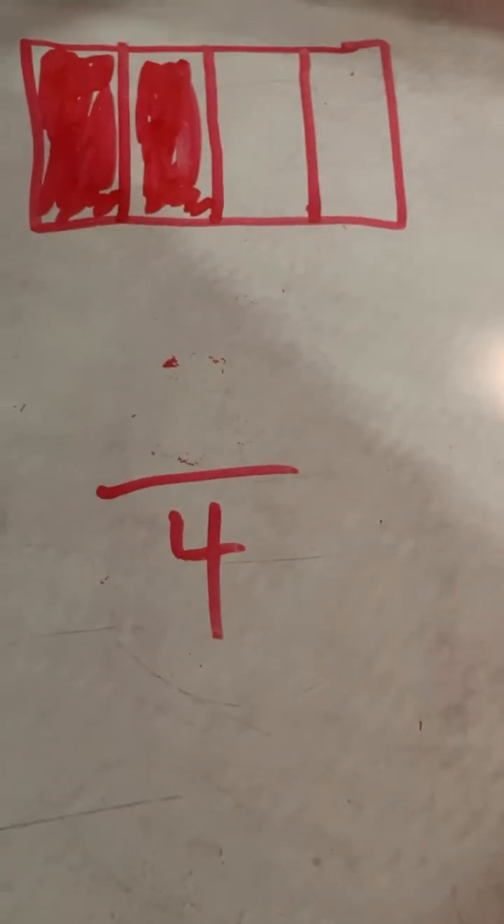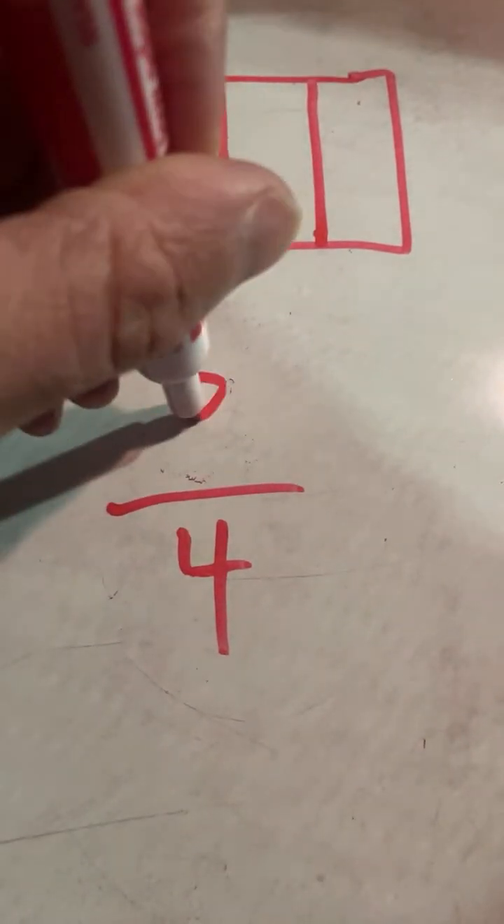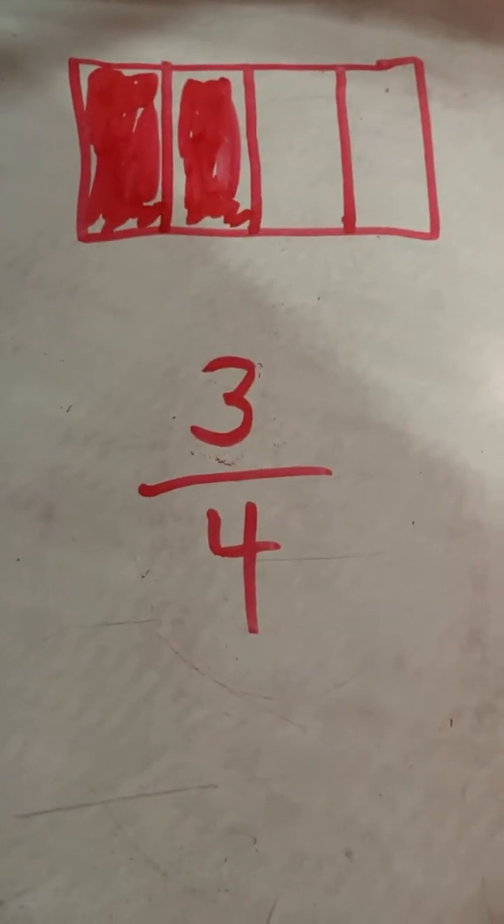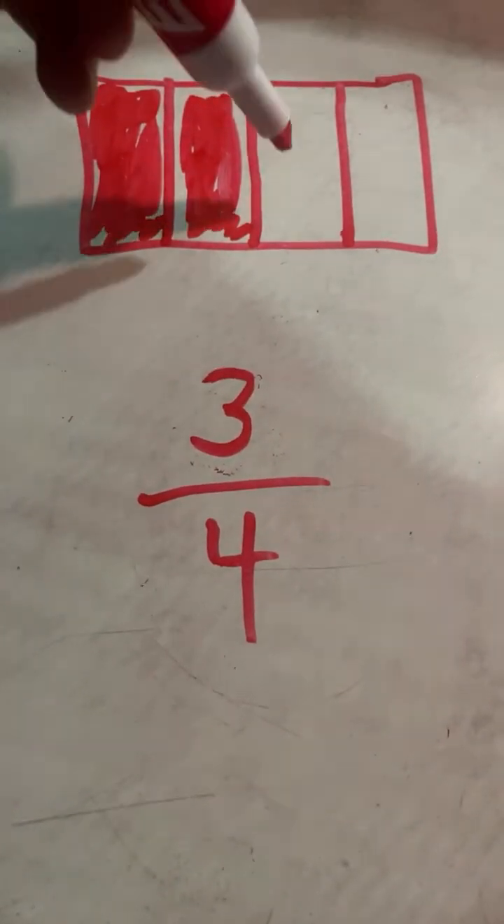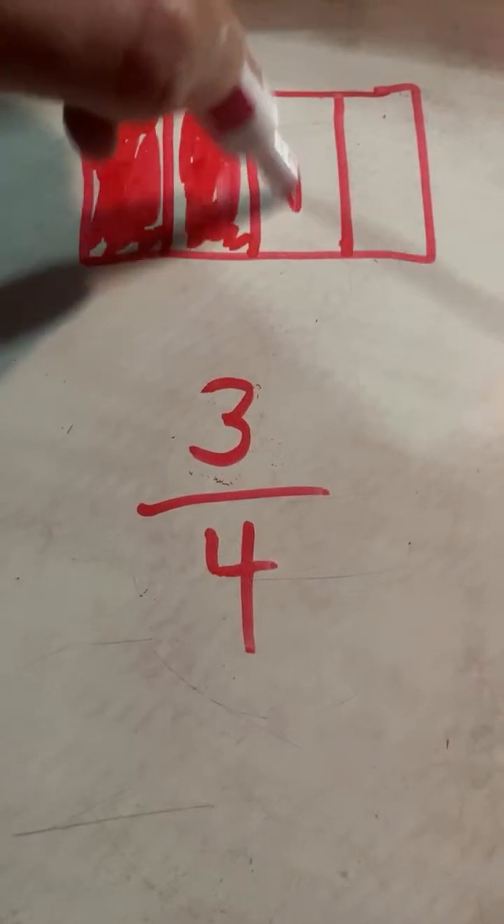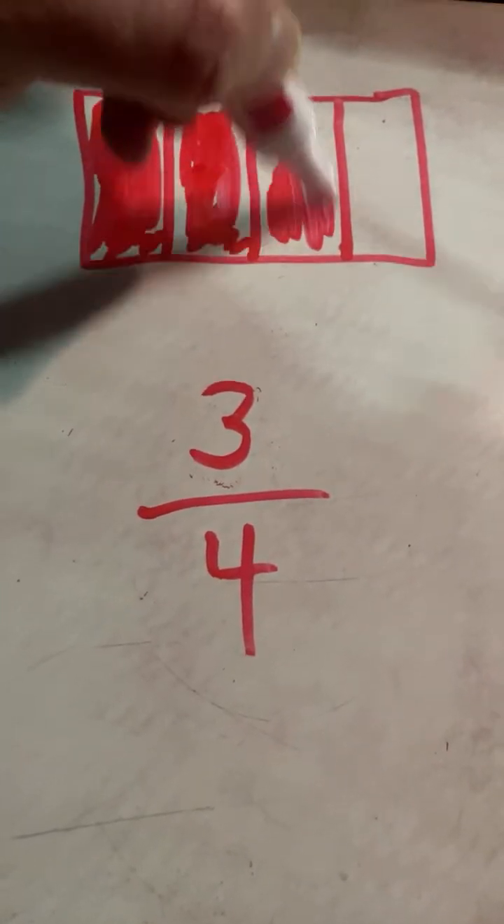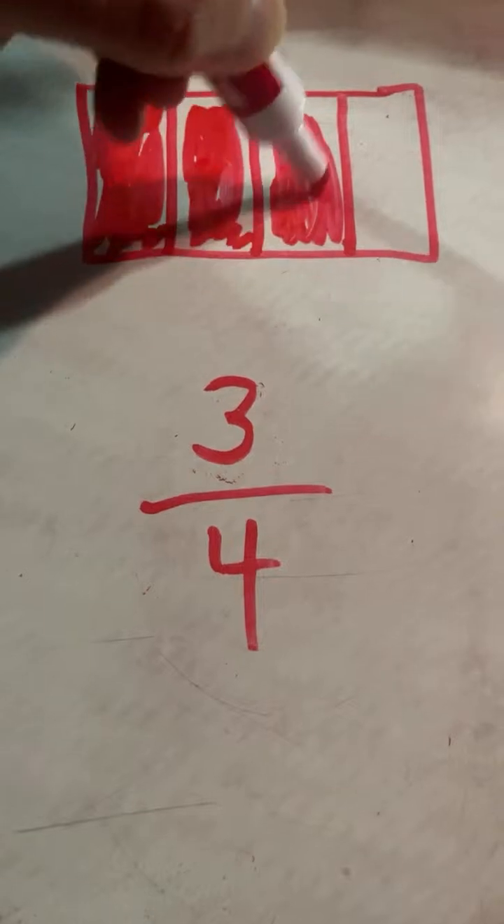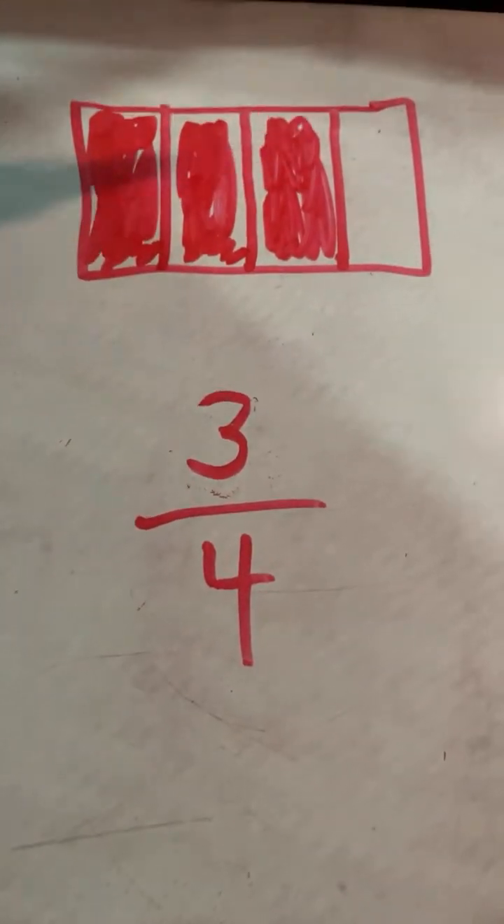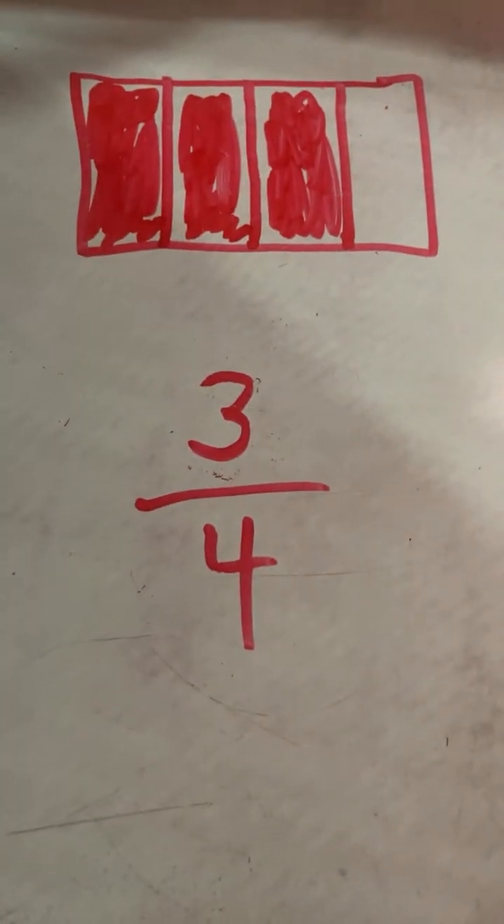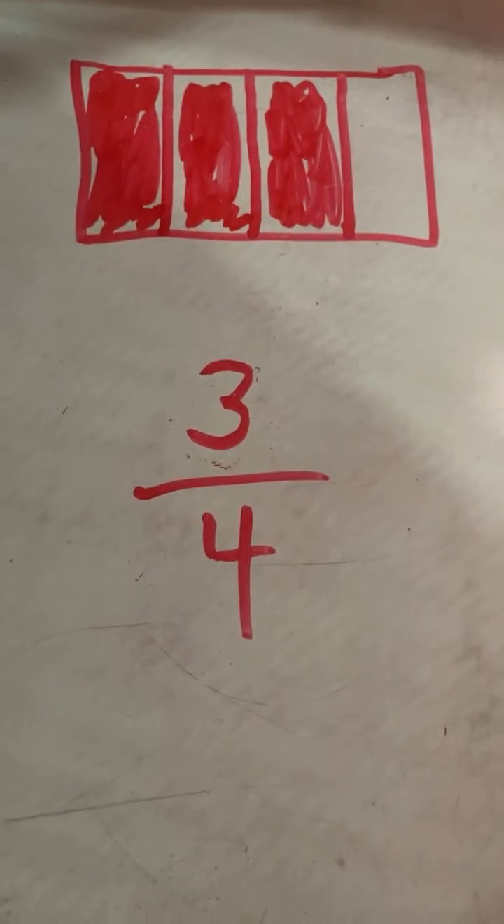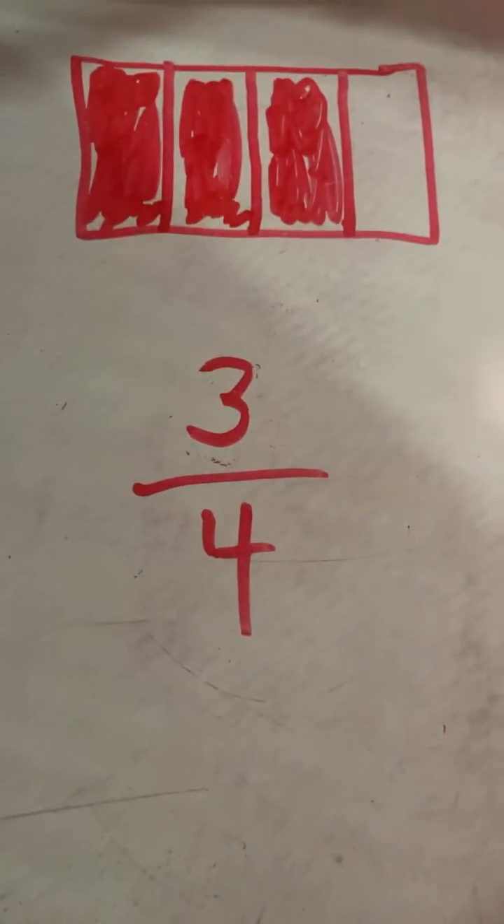Now if I wanted to represent 3/4, simply shade in 1 more part. Now I have a fraction model that represents 3/4. I have 4 total parts, and 3 out of the 4 are shaded.